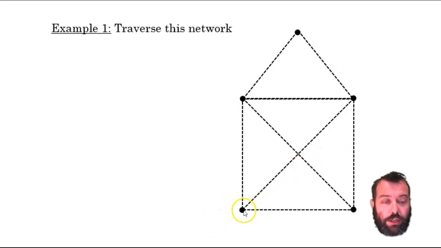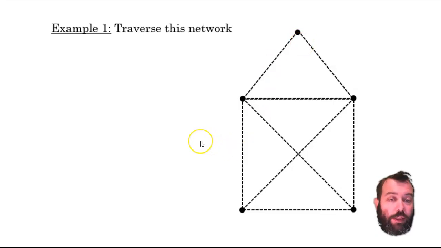So this network has exactly 2 vertices with an odd degree. The 2 at the bottom both have a degree of 3. These 2 here in the middle have a degree of 4, which is of course even, and the one at the top has a degree of 2, which is also even. So, according to the rules we learnt just a moment ago, this network is traversable, but only if I start at one of the odd degrees.